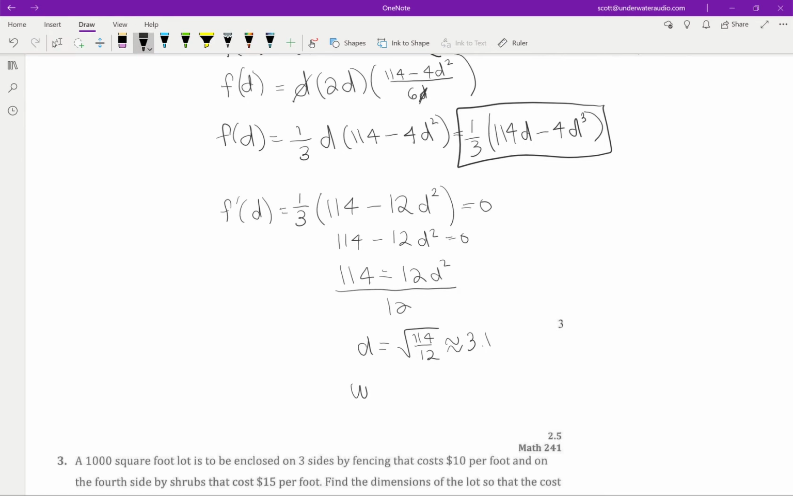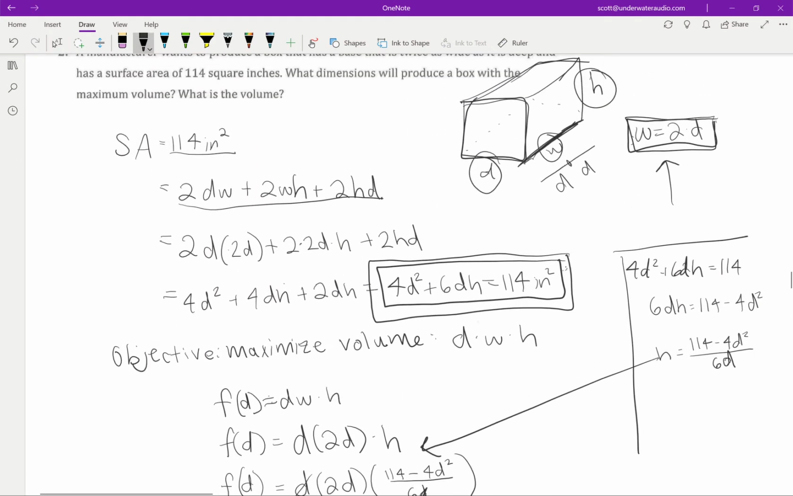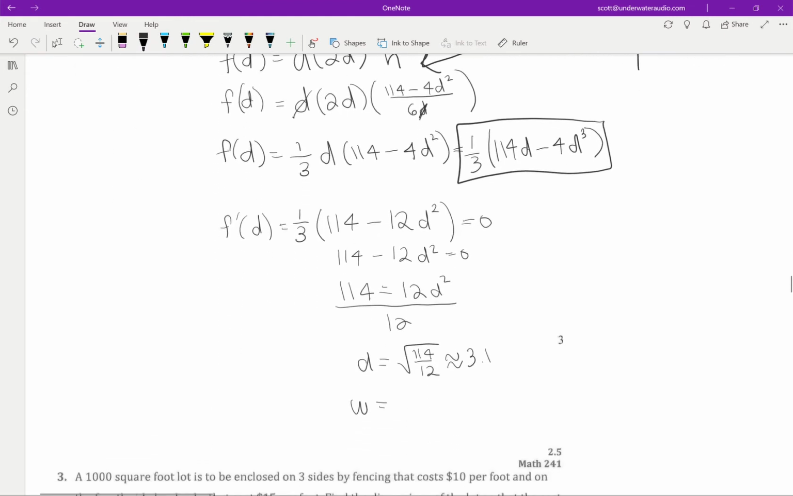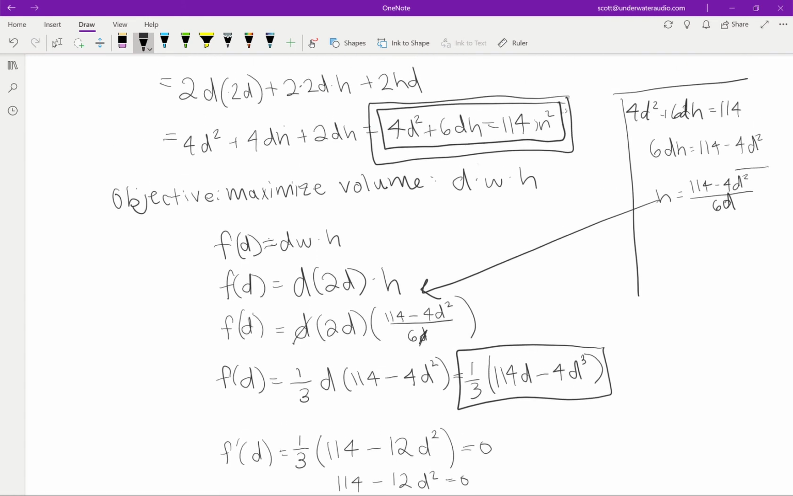So W, we know from this equation up here, is actually 2 times D. So I'll just do 2 times the square root of 114 over 12. And then height is a little trickier. We solved for height at some point. Where did we do that? Okay, over here. So I need to plug in D, which we just found.